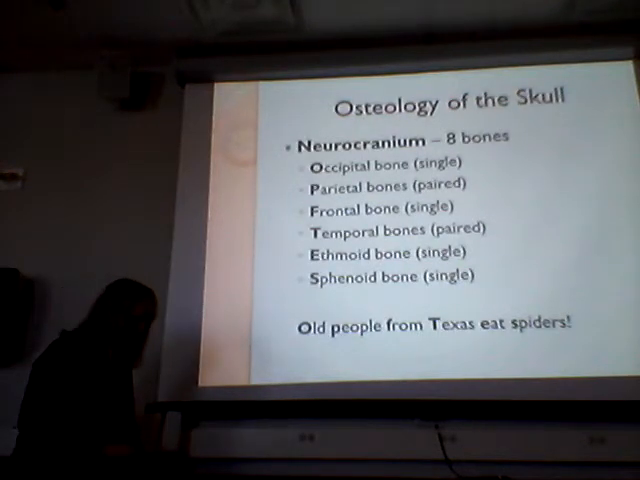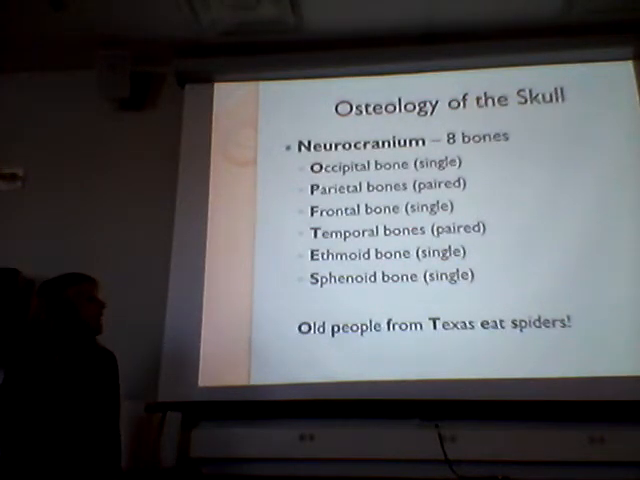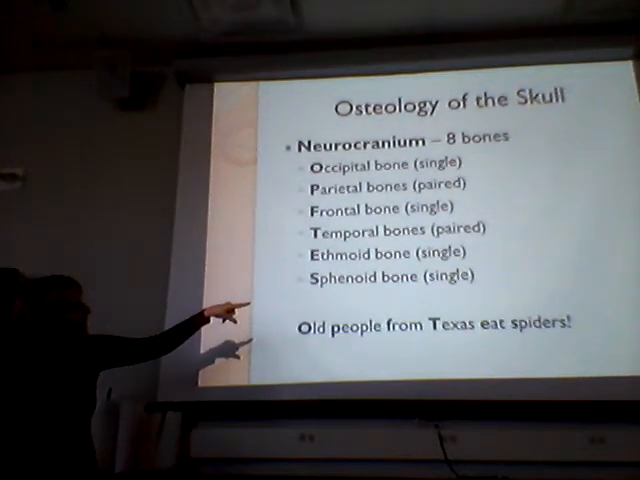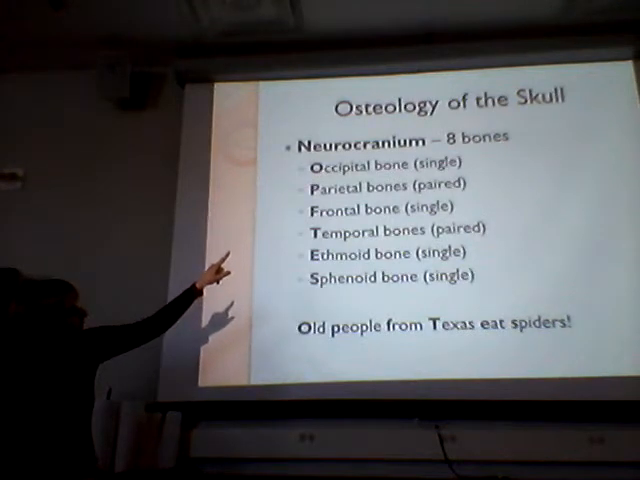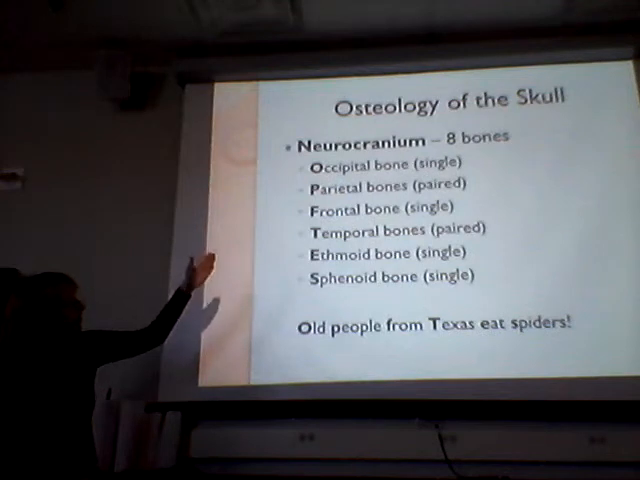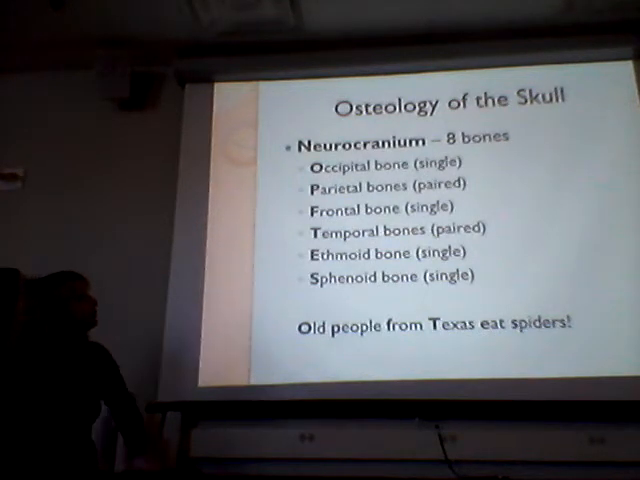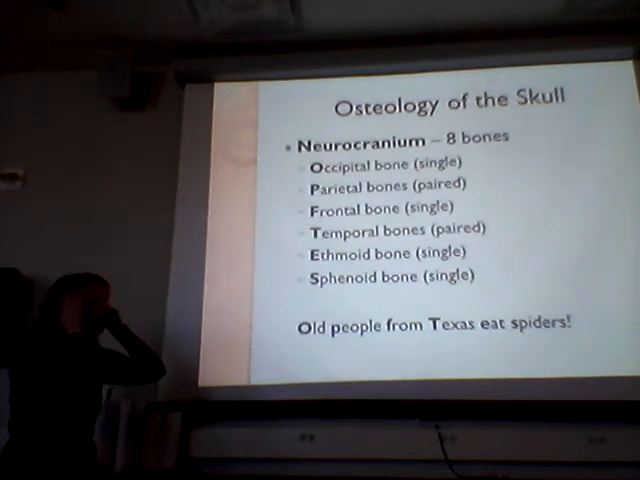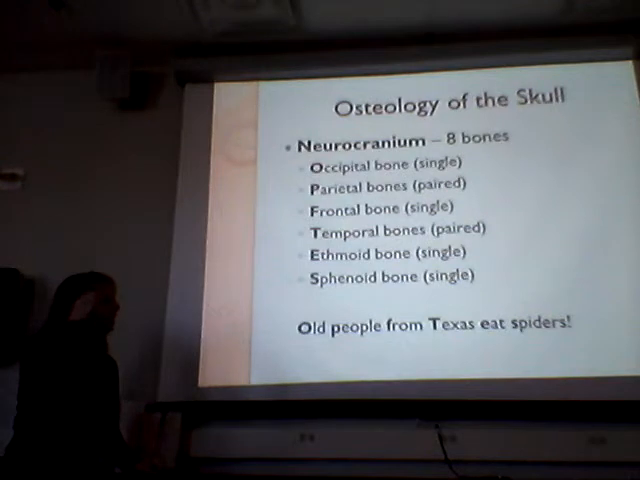Okay, so starting off with the neurocranium, we've got 8 bones in the neurocranium. And if you look down the column of single versus paired, you'll notice there's 4 single bones and then 2 paired bones. So you can say the neurocranium is mostly single bones with a couple of paired. So first we have the occipital bone, and it's back here. Parietal bone, kind of up top. Frontal bone, forehead. Temporal bones on the side. Ethmoid and sphenoid, they're kind of behind the eyes, so you can't really touch them.